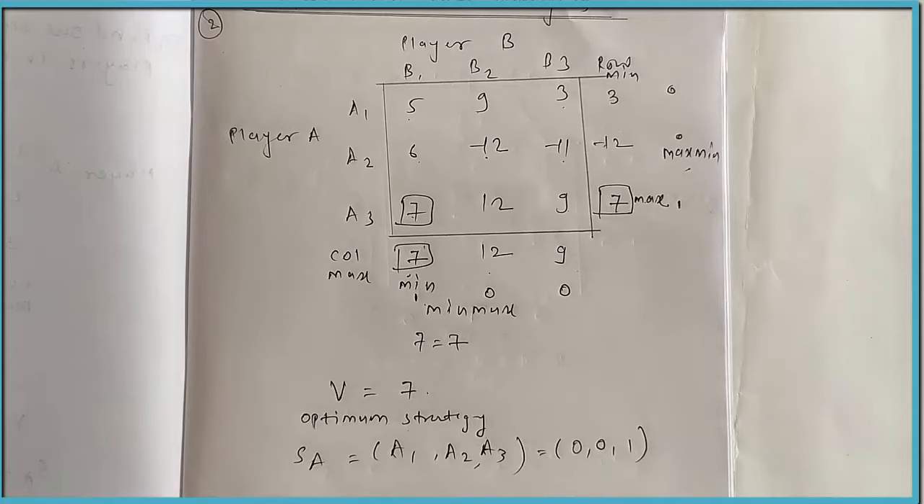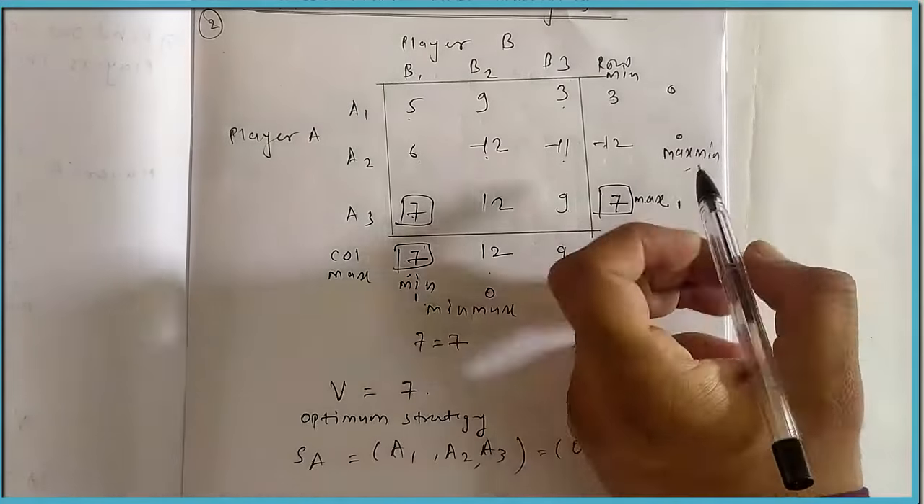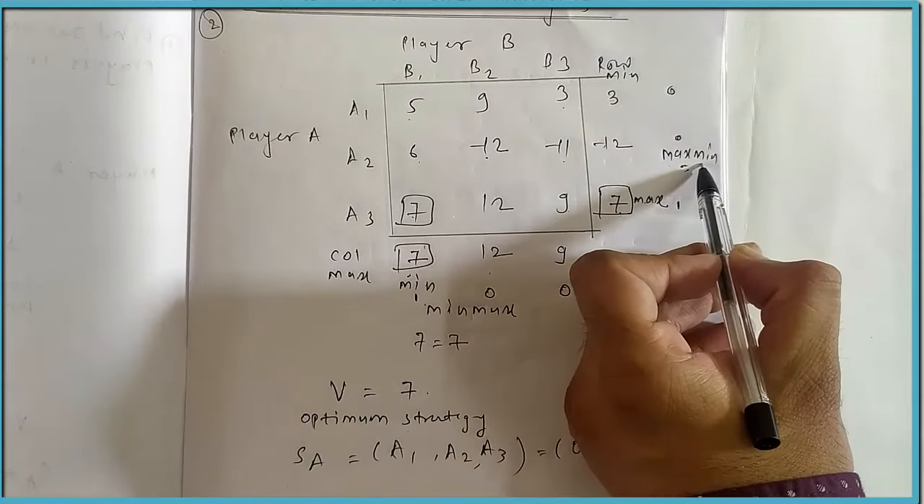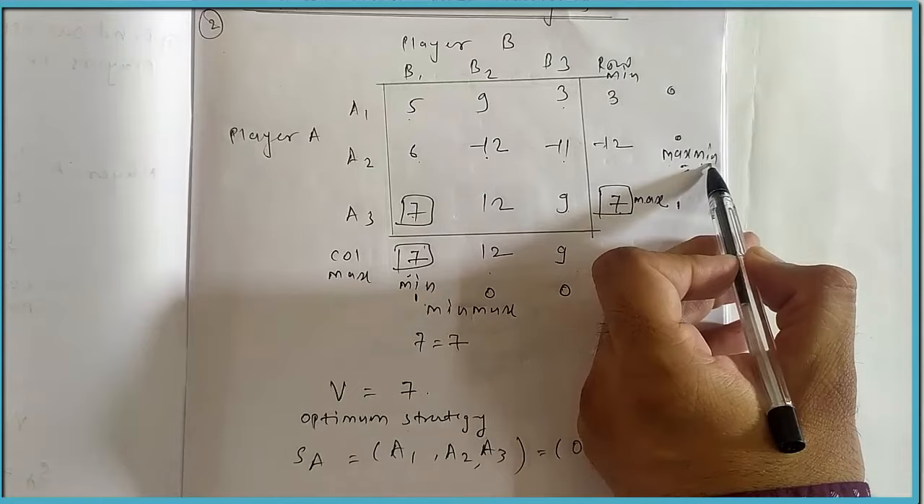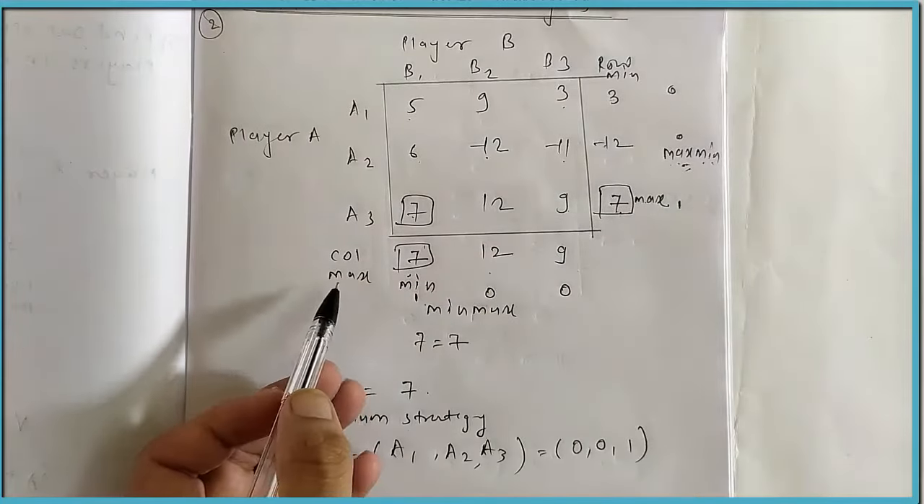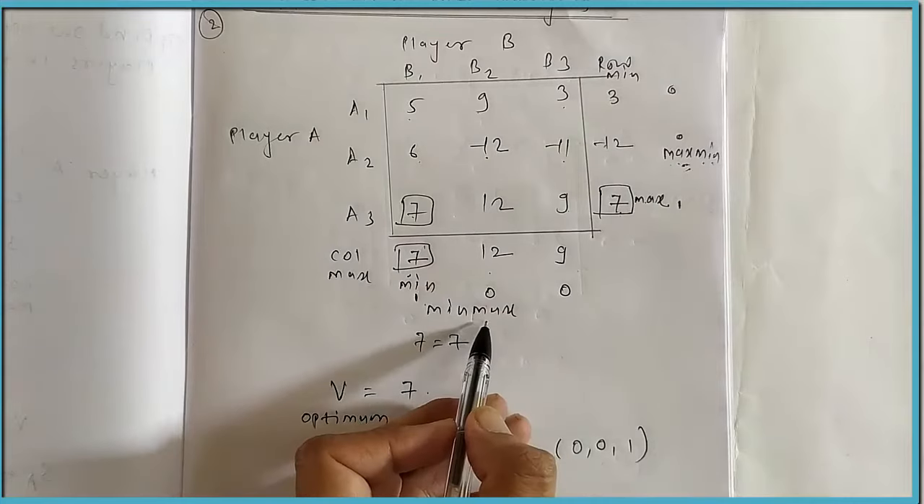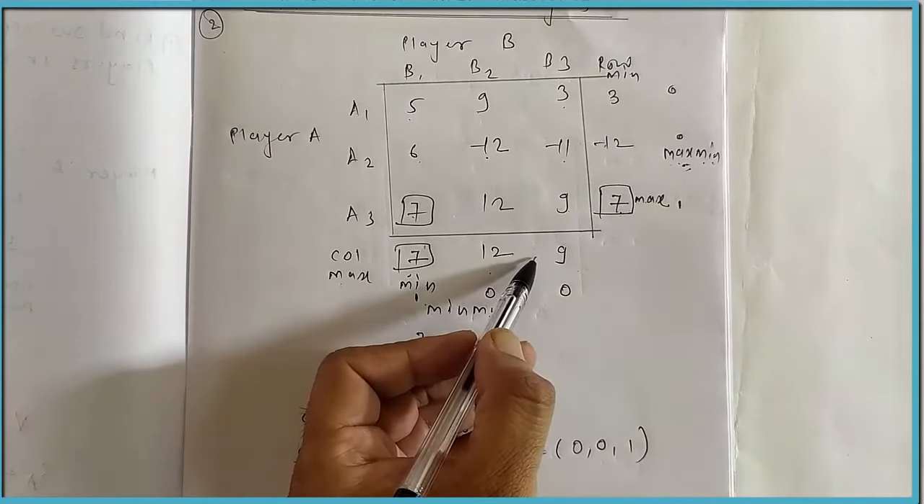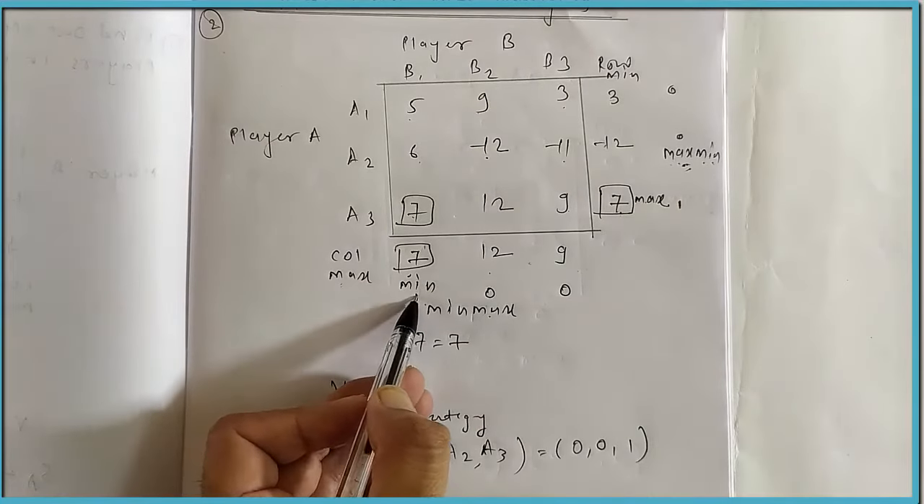At the end, I would like to summarize this problem of pure strategies. First of all, we have found the max min value. That max min value is 7. For max min, first of all, we have identified the row minimum, and out of that we have found the maximum value. And also we have found the min max value. In min max value, first of all, we have found the column maximum, and out of that column maximum we have found the minimum value.